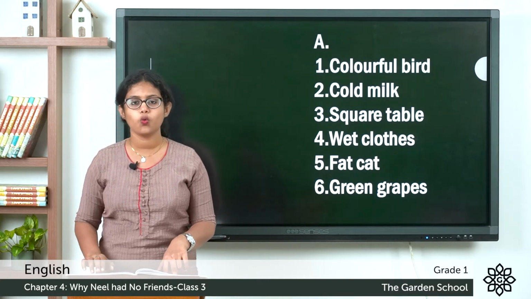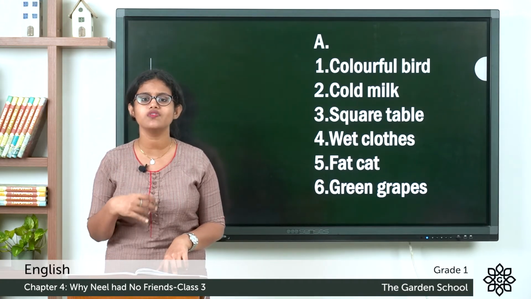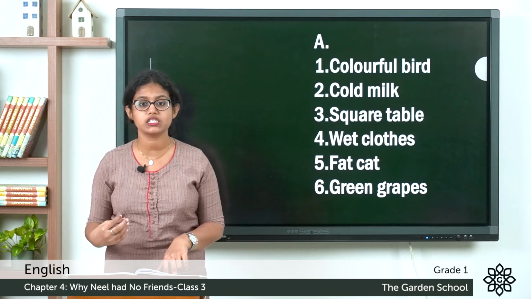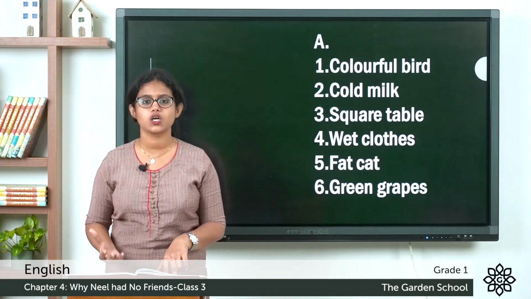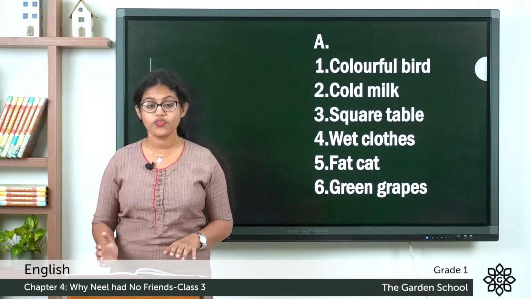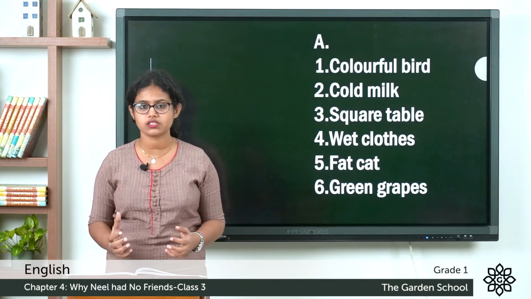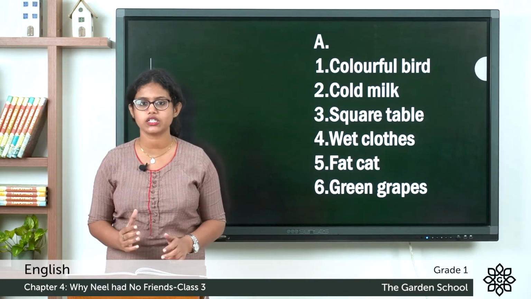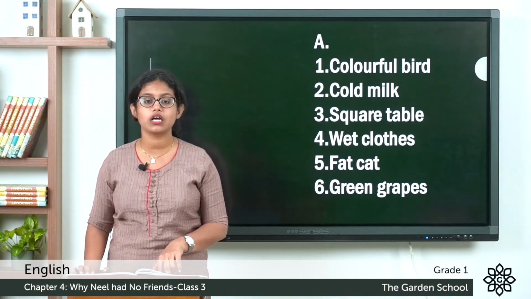Fourth one. Wet clothes, dry clothes. Wet clothes means clothes full of water. And in the picture you can see the water drops coming. So they are wet clothes. Fifth one. Thin cat, fat cat. So how does the cat look? Is it thin or is it fat? It is fat. So the correct option is fat. The next one. Black grapes, green grapes.